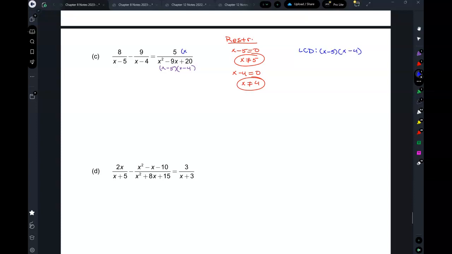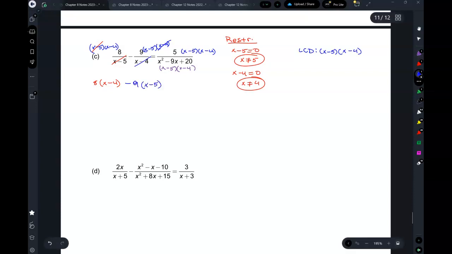So, multiply each one of these by the LCD. Equal opportunity. Don't leave anybody out. Now, here is where students go cancel happy again, and they just cancel too many things. Don't let that happen to you. So here, I cancel out the x minus 5, and I get 8 times x minus 4, minus. I cancel out the x minus 4s. I get 9 times x minus 5 equals, the x minus 5s go away, x minus 4s go away, so just 5.